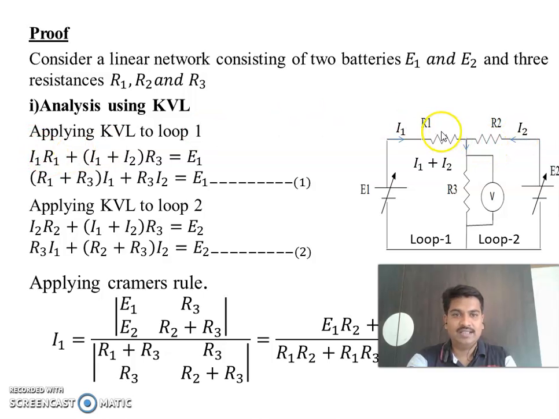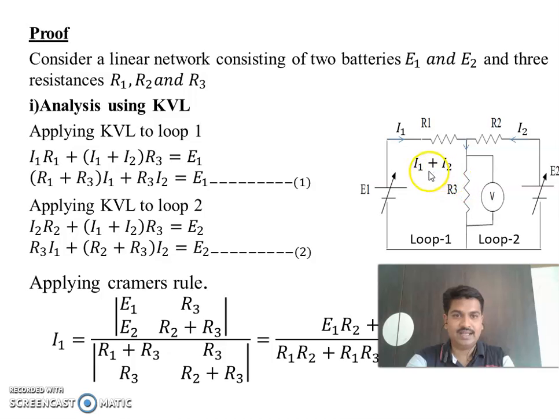So I'll start with this circuit element R1. The current is I1 and the resistance is R1. I am going clockwise. Current is also going clockwise. So it is plus I1 R1. I have not mentioned plus here. Next I am coming to the R3 resistor.